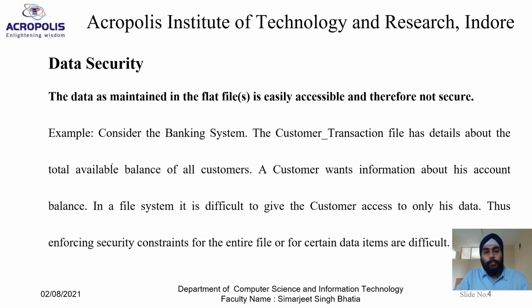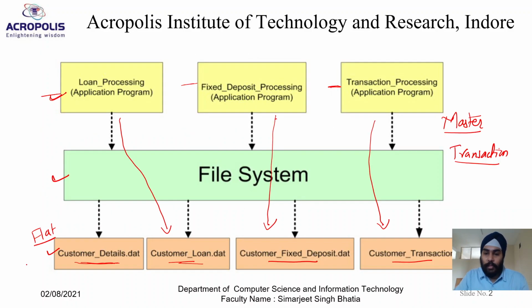Now the data security problem states that the data is maintained in the flat file. Therefore it is easily accessible and therefore not secure. Because the data is maintained in the flat file, it is very easily accessible to the outside world. It is just on the storage and therefore it is not secure. Now consider a scenario for this banking system: suppose a customer wants to know his or her account balance. Where has the account balance been stored, in which file? It has been stored in the transaction file, customer_transaction.dat.